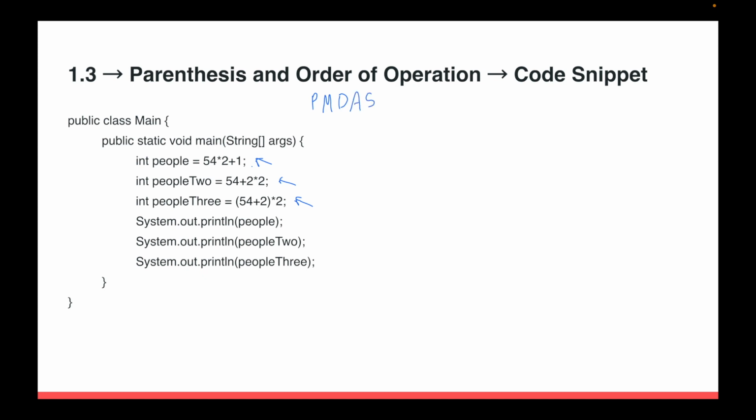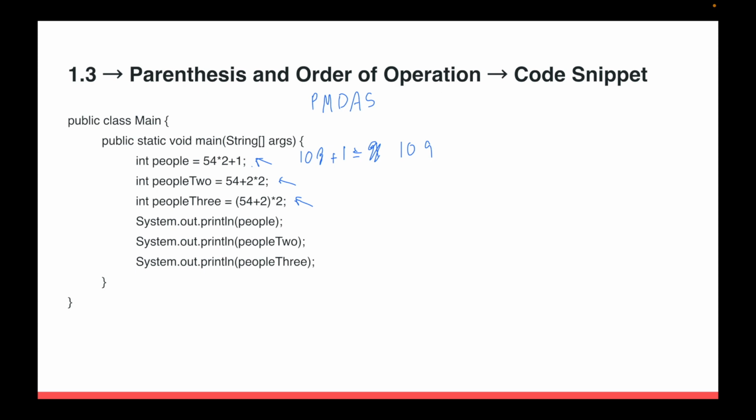Now, with PEMDAS, let's think about what this first expression is going to evaluate to. So we're starting with multiplication, and then we have addition. Multiplication has higher precedence. So 54 times 2 is going to be 108, and then plus 1 is just going to be 109. Oh, my handwriting's terrible. So that's going to be equal to 109.